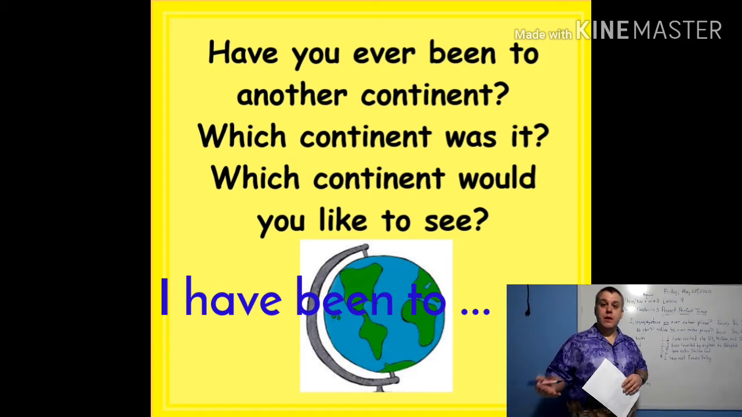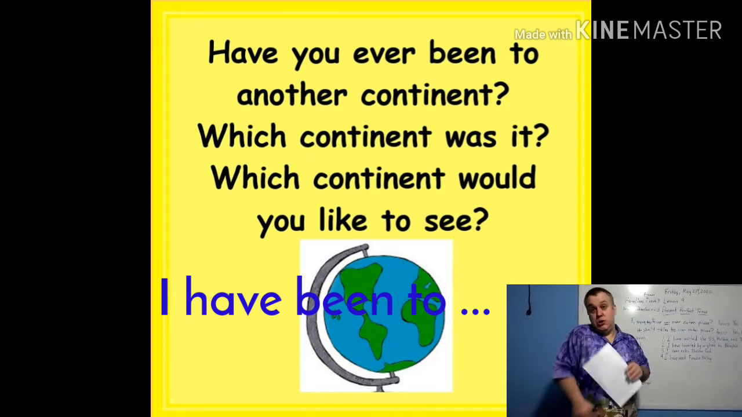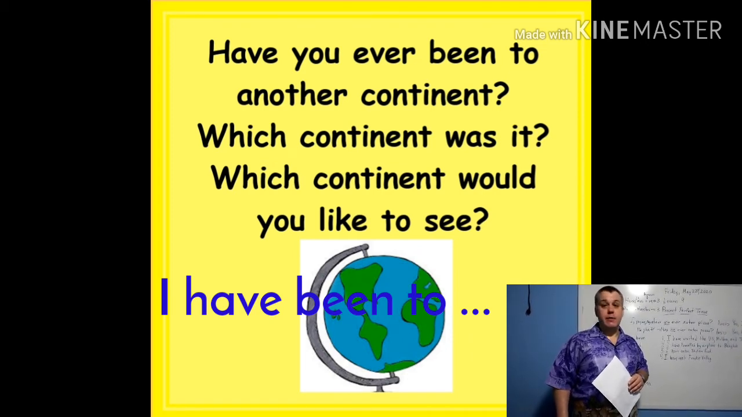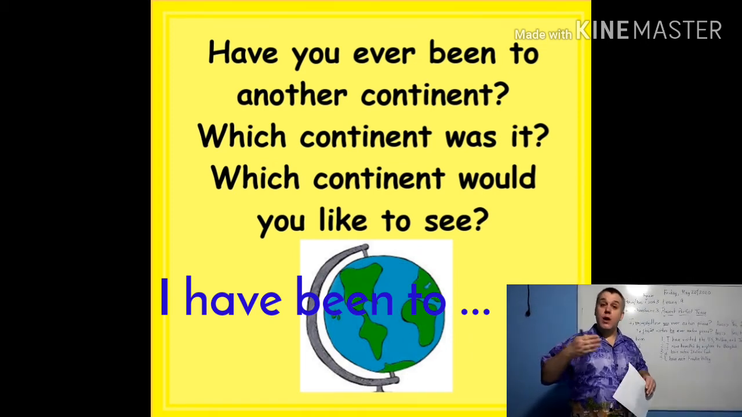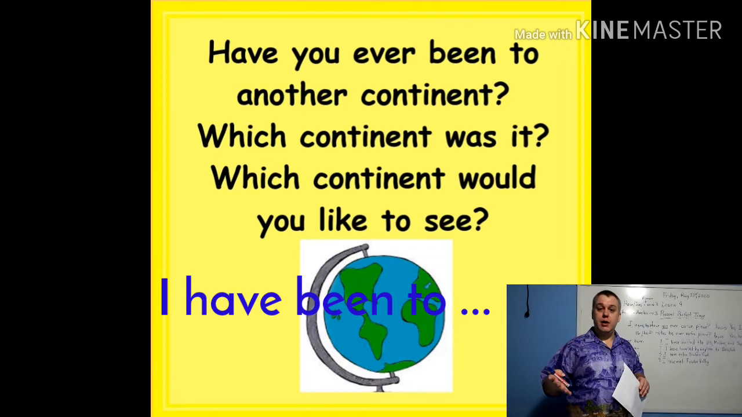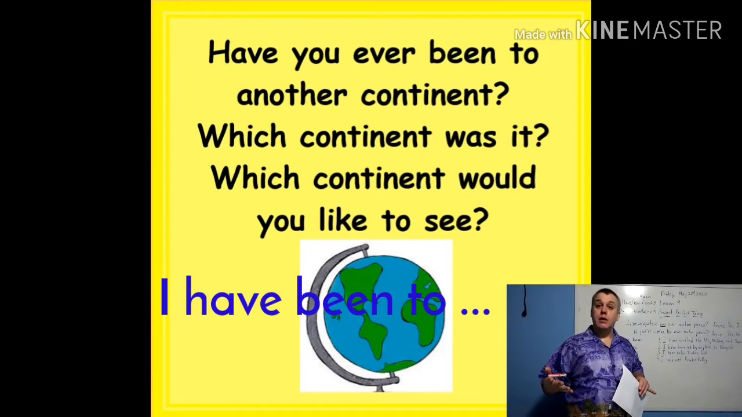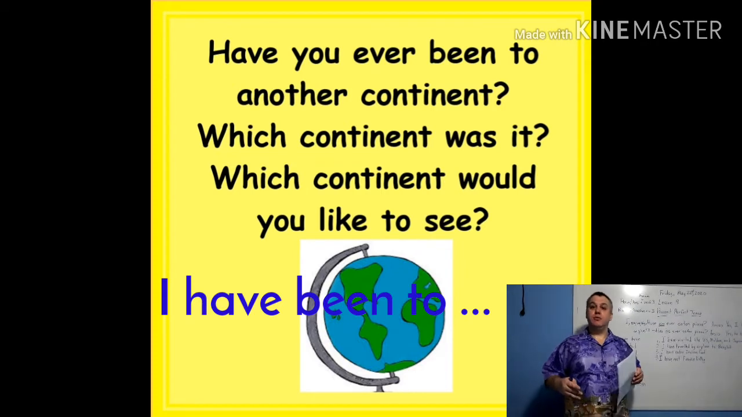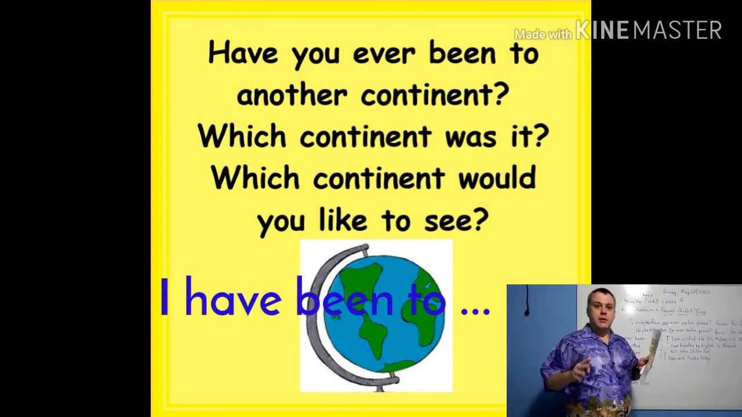Okay? I have been to Europe. We are in Asia, so you don't write Asia. I have never been to Antarctica. It's too cold. Okay? I have never been to Africa. So you write where. The continents are North America, South America, Europe, Asia, Africa, and Antarctica. And Australia. I almost forgot Australia. Don't hurt me, Australians.